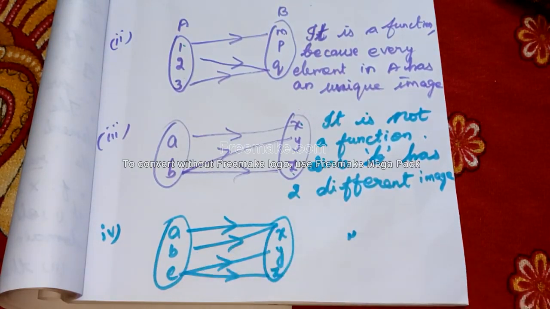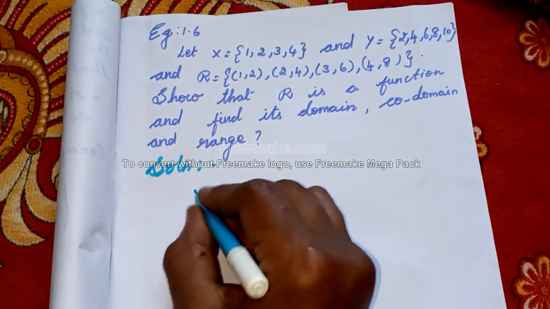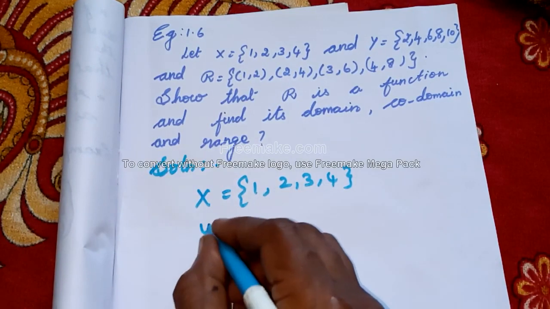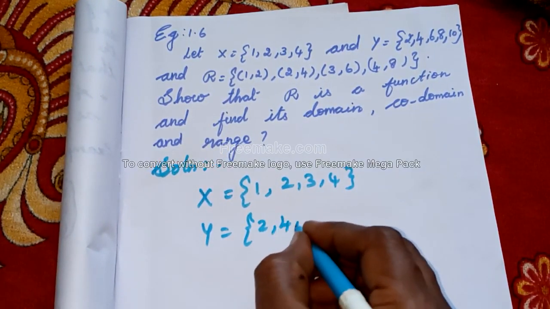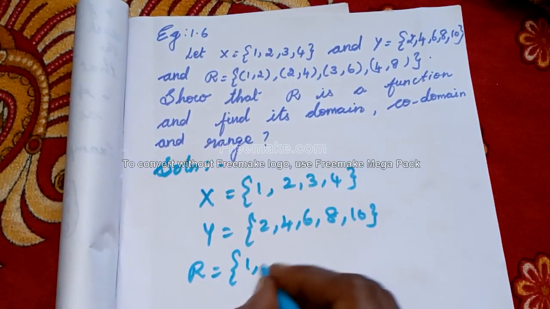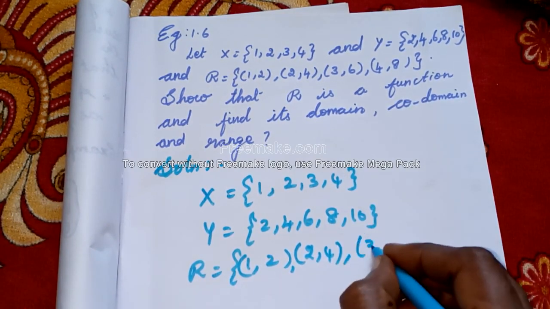Now, I am going to explain one question. Example 1.6. X is equal to {1, 2, 3, 4}. Y is equal to {2, 4, 6, 8, 10}. R is equal to {(1, 2), (2, 4), (3, 6), (4, 8)}. Show that R is a function and find its domain, codomain and range.